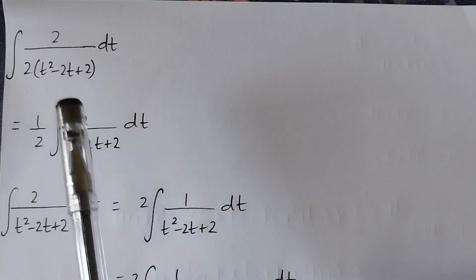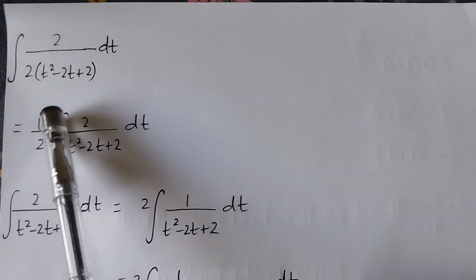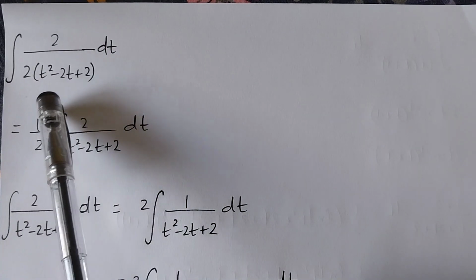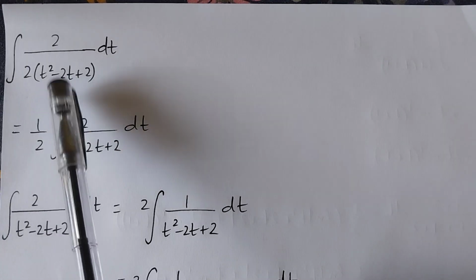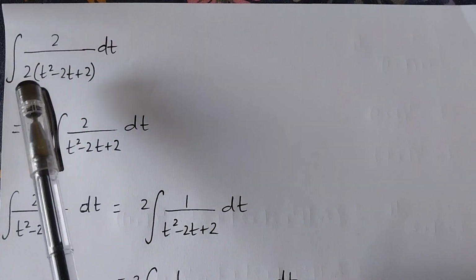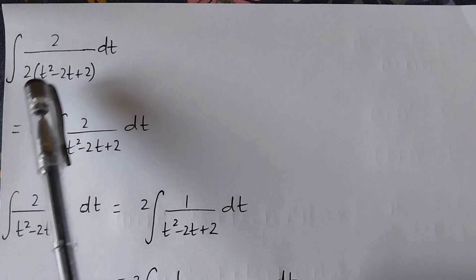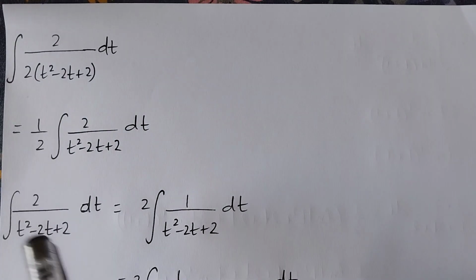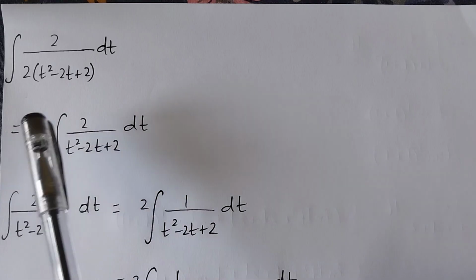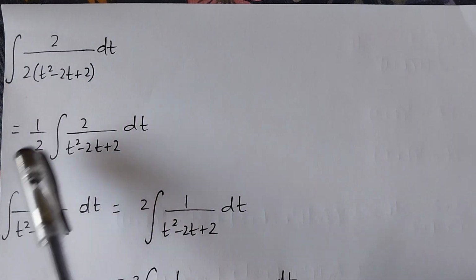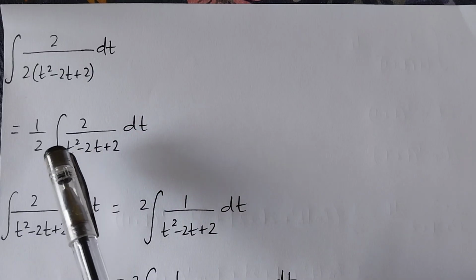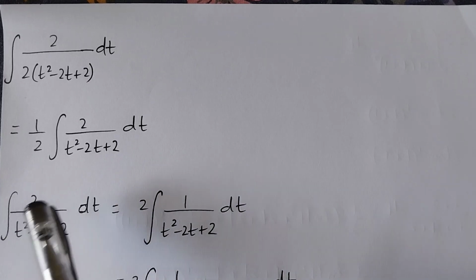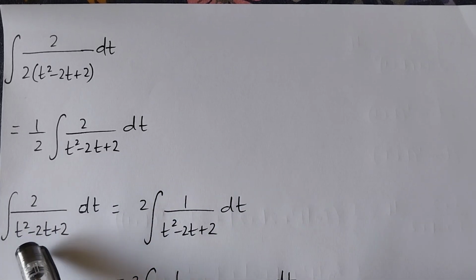So this is what I was saying, that we need to find the integral of this term, because we don't have the derivative of the denominator in the numerator, or we don't know simply by seeing it how we will integrate this thing. So I'm taking this 1 over 2 outside the integral, and we are left with 2 times integral of 2 over 2 t square minus 2t plus 2 dt. So 2 over t square minus 2t plus 2.